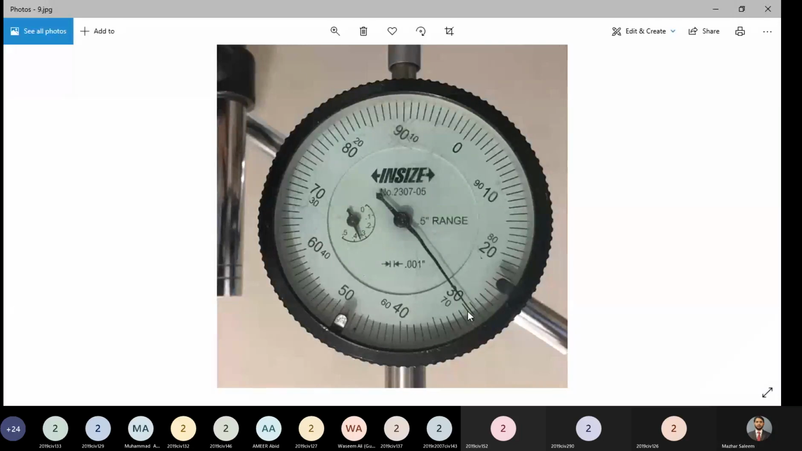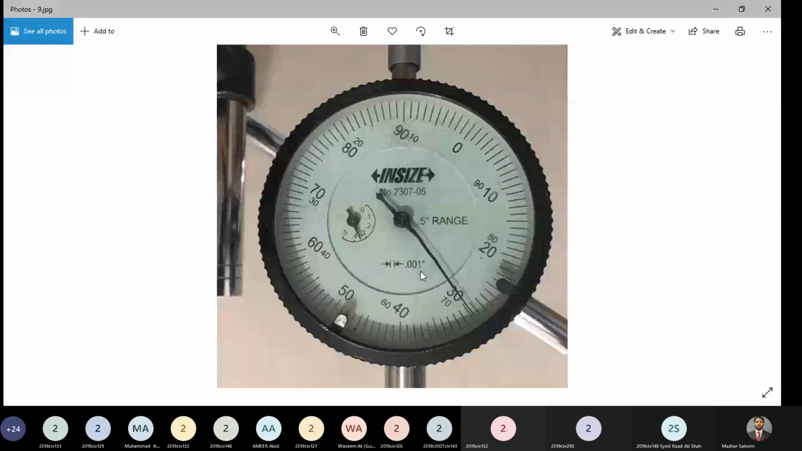So can anybody tell me how much is the final value? 0.3 is the main large scale reading and 30 is the small scale reading. So how much is the total reading? Actually, look at the least count. Least count is 0.001 inch. It means that we can only go up to third decimal place. We cannot measure 0.3030. We cannot measure that much from the scale.